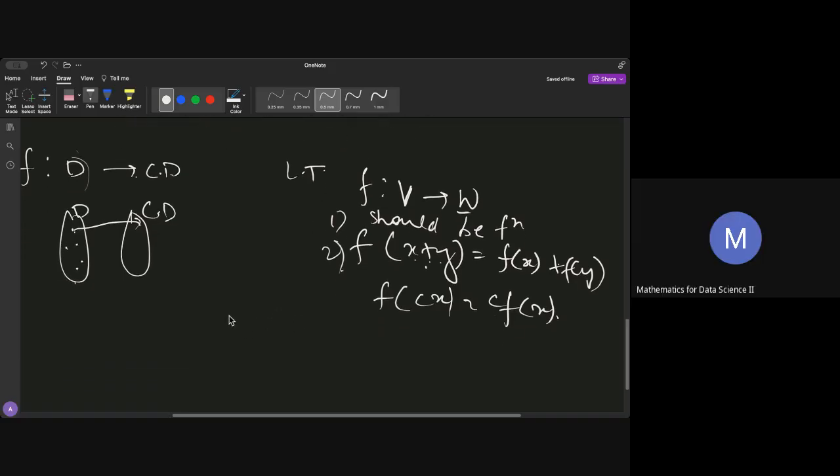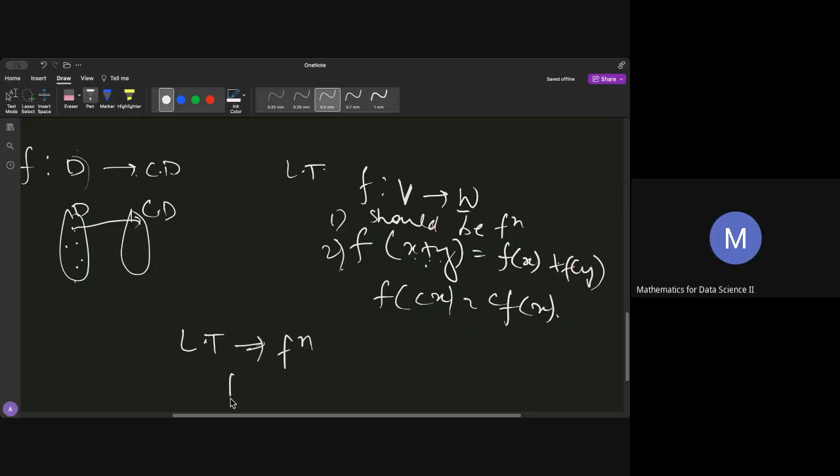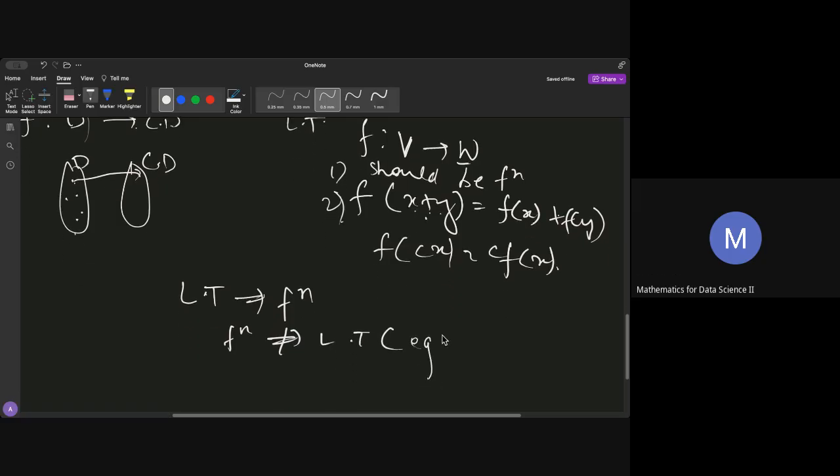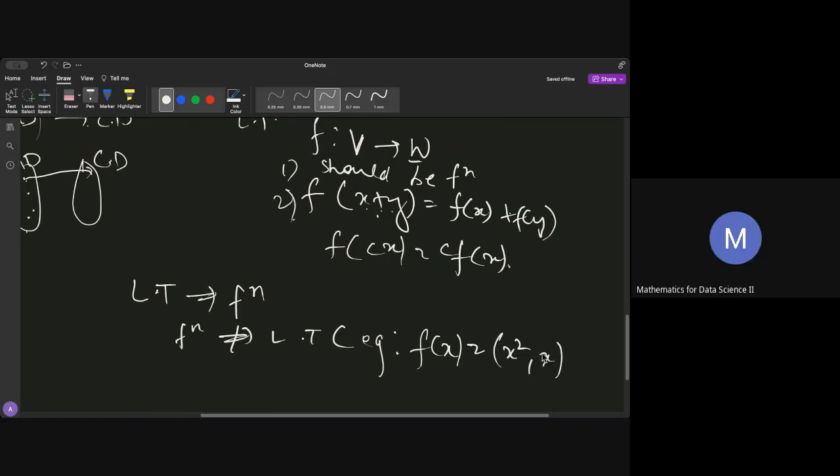So a linear transformation is always a function, but a function is not always a linear transformation. You can have a counter example. Let's take a function f(x) equals x square and x. Do you think this is a linear transformation? It's a function from R to R2, but it's not a linear transformation. Is that okay? Yes, ma'am.